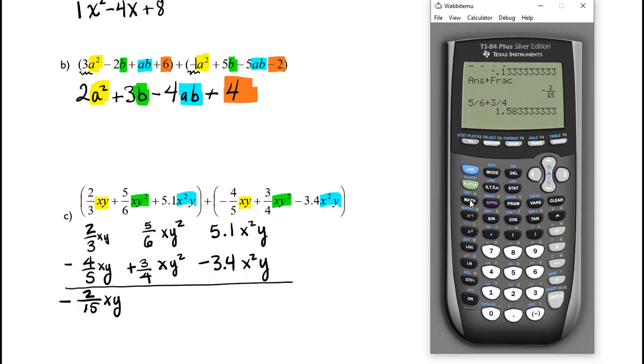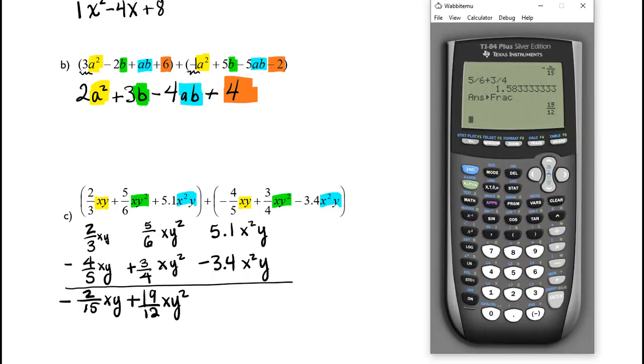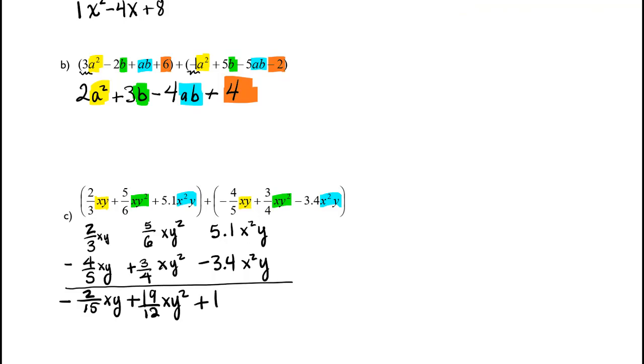That's 1.58333 repeating. Again, math, frac, enter. That's 19/12, so plus 19/12 xy squared. Now let's take 5.1 minus 3.4 equals 1.7. Now since this was given to me as a decimal, I'm going to give a decimal right back. So plus 1.7 x squared y.